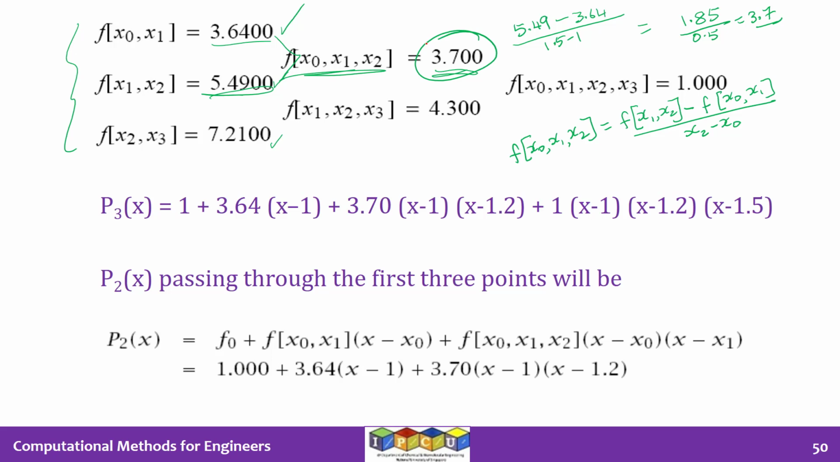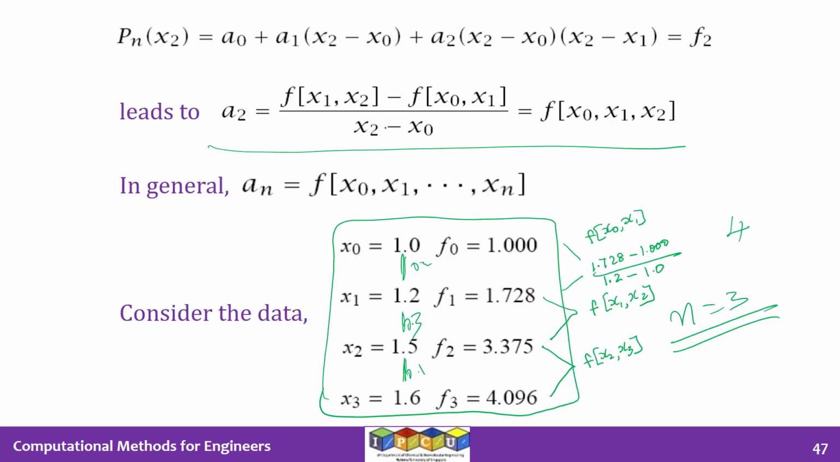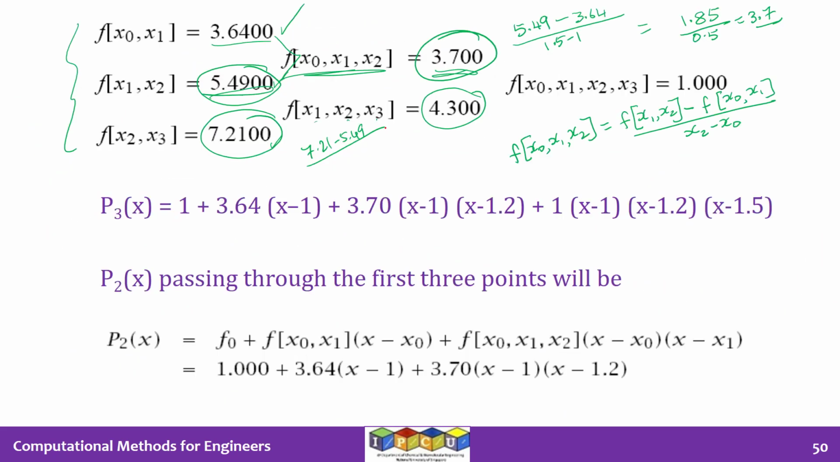Likewise, you can compute the second divided difference involving data points x1, x2 and x3, right? So that will be this minus this divided by x3 minus x1. So 7.21 minus 5.49 divided by what is x3 minus x1? x3 is 1.6, x1 is 1.2. So x3 minus x1 is going to be 0.4. So if you take 7.21 minus 5.49, that is going to be 1.72 divided by 0.4, which is going to be 17.2 divided by 4, which is going to be 4.3. And that's what you see here.